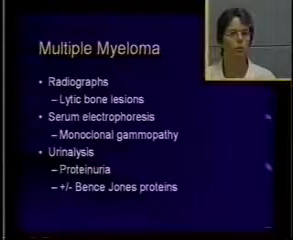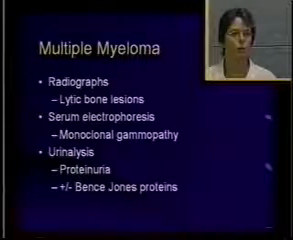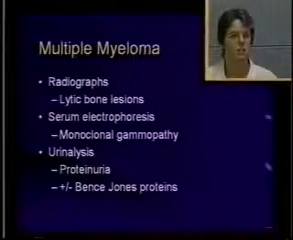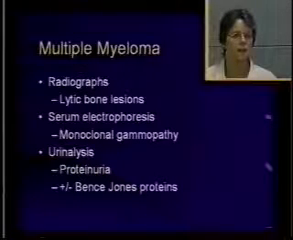Radiographically, you may see multiple lytic bone lesions, and this is one case where it's very important when you are doing your films to make sure you read the entire radiograph. Oftentimes this can be picked up when somebody takes chest films and notices that there are multiple punched out lesions in the dorsal spinous processes of the vertebrae.